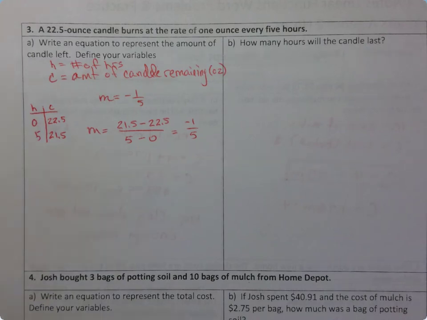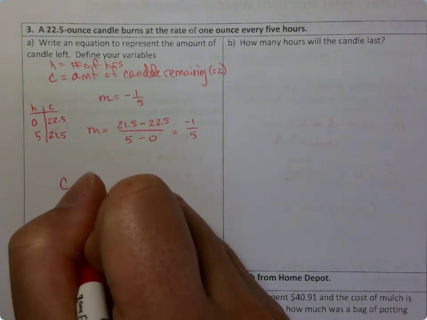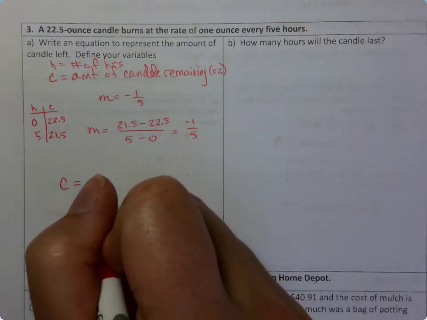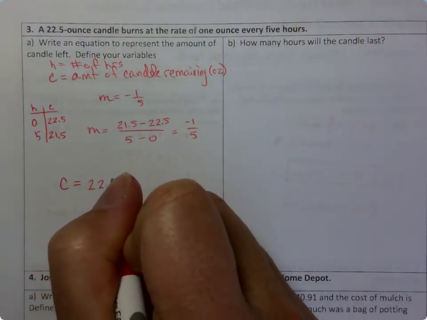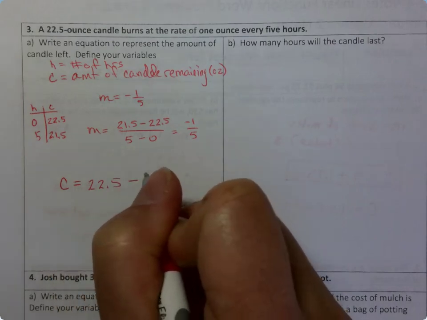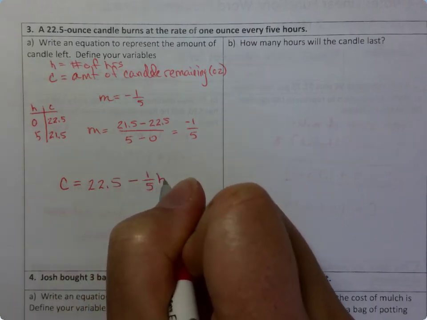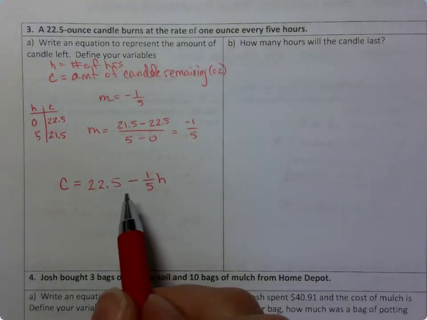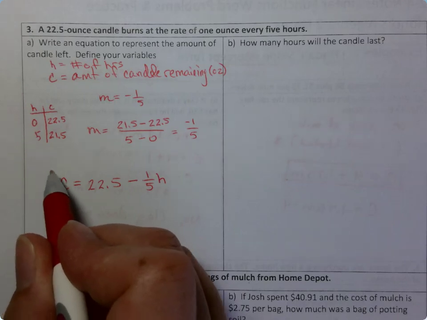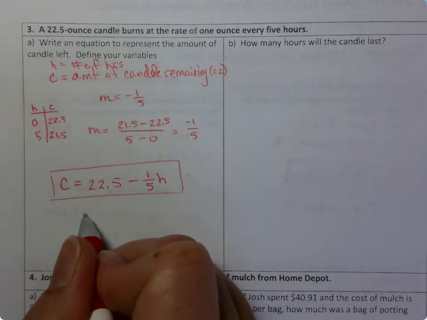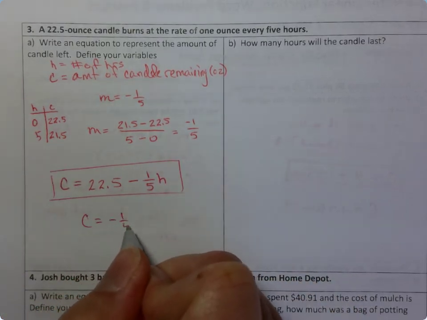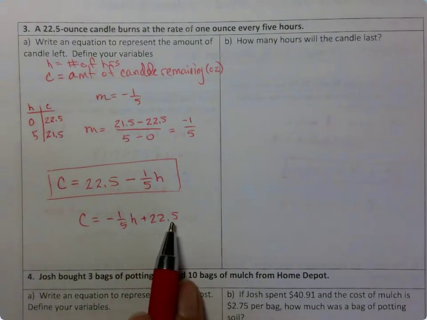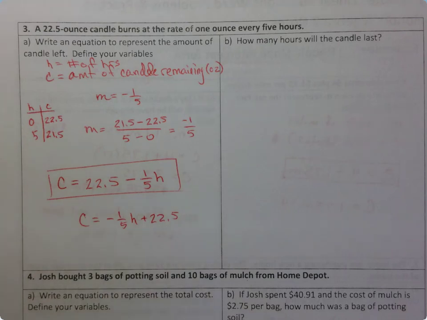Okay, so here we go. The total amount of candle remaining in ounces is going to be, I started with 22.5 total, and we're taking away 1/5 every hour. You could have plus and negative, but it's important that we're taking it away. You could have also written it as -1/5 H plus 22.5. That's where we start, how many ounces, and then we're taking that away each time.